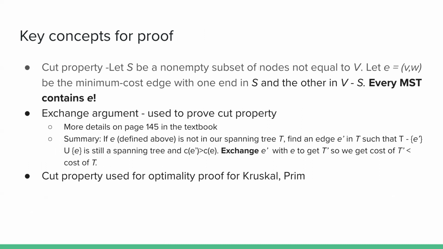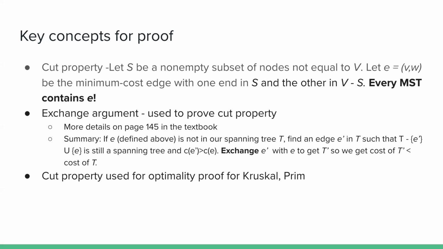The cut property says let S be a non-empty subset of nodes that's not equal to V, right? So just some strict subset of V. And let e = vw be the minimum cost edge with one end in S and the other end in V minus S. In other words, the minimum cost edge that crosses the cut will be in every single minimum spanning tree of your graph, assuming we can have multiple, like we talked about. This is a super important property.